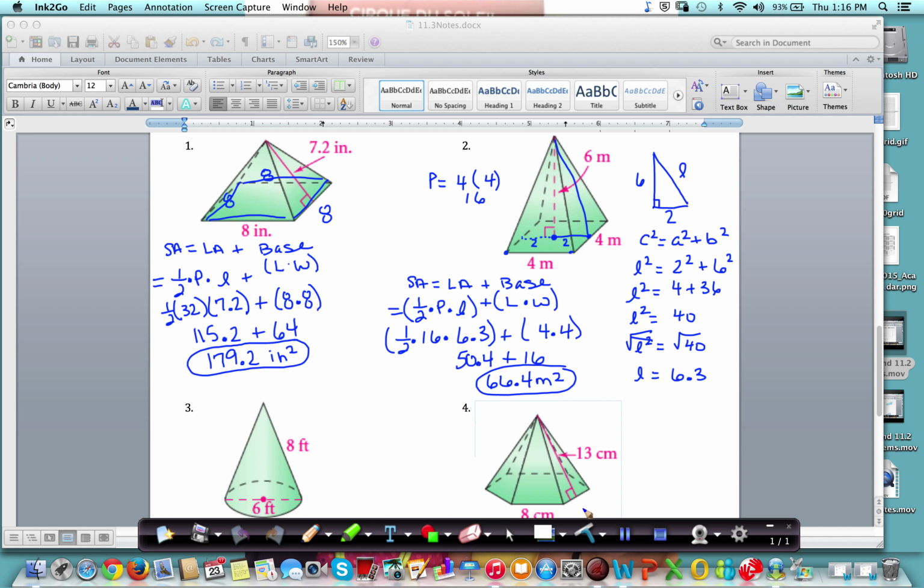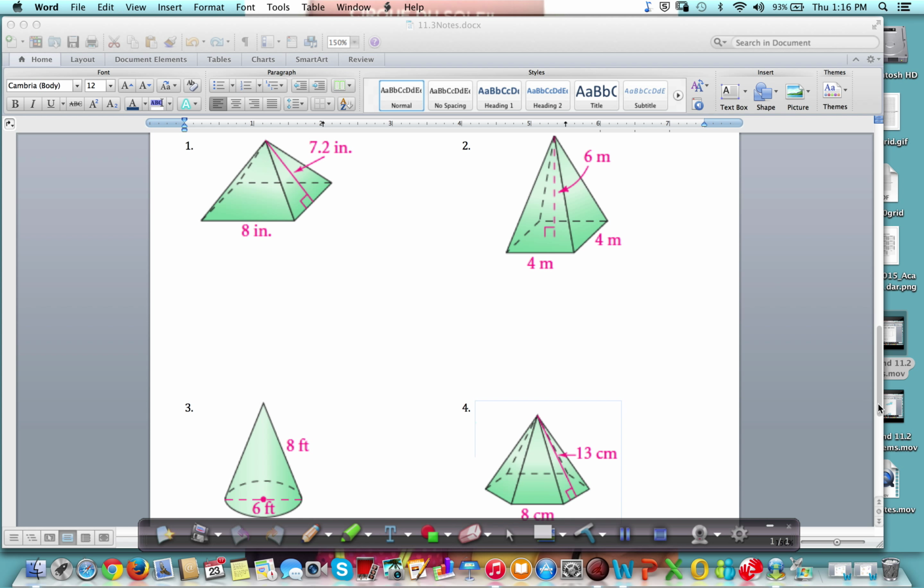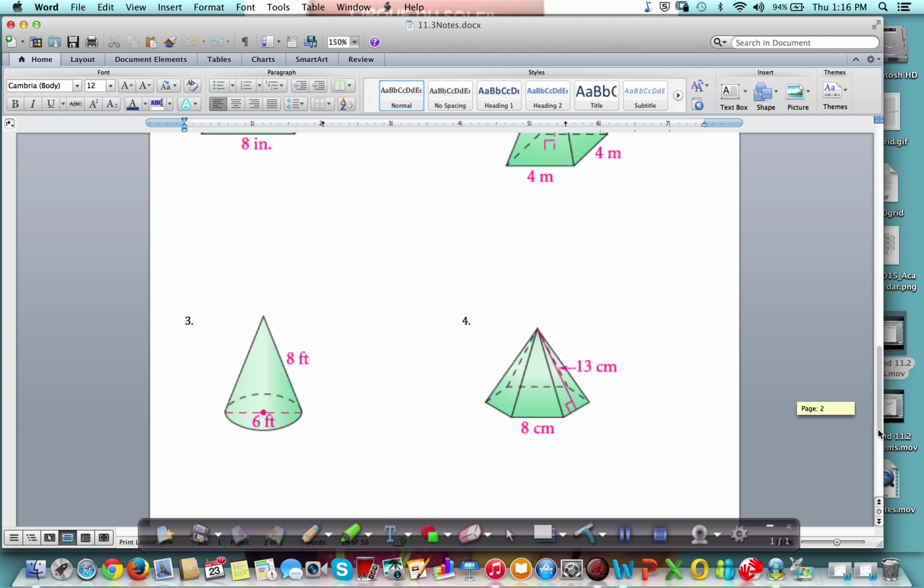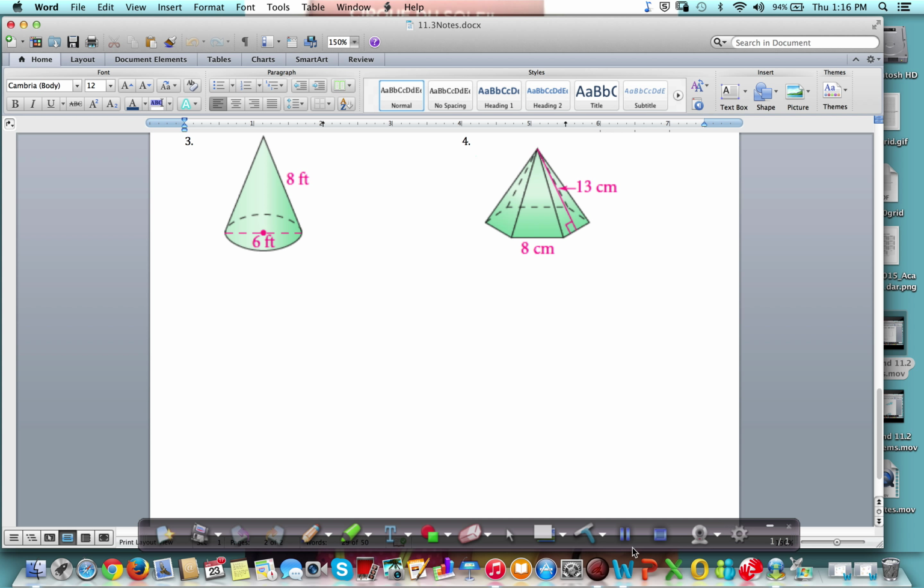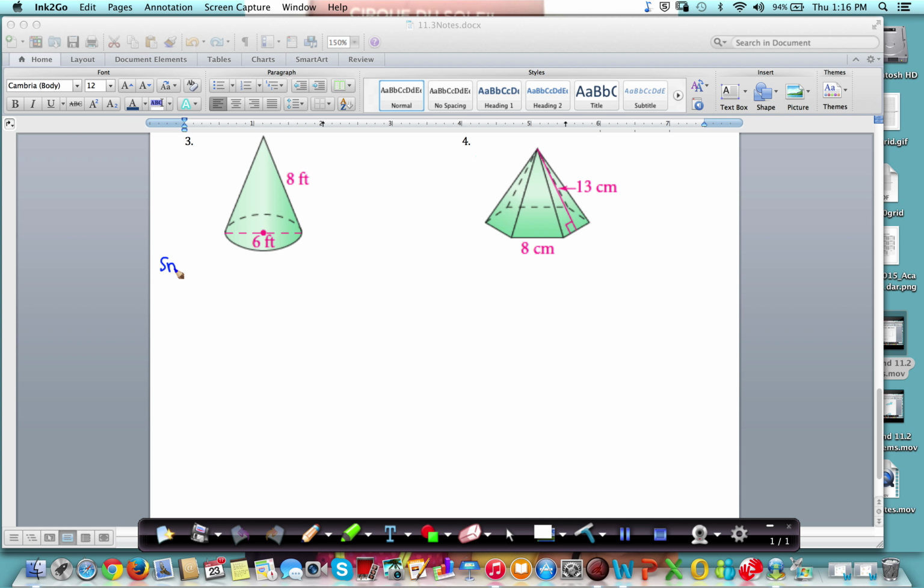Awesome. Okay, let's clear the screen. We have 2 more to go. I'm going to just scroll this down and do these last 2. Okay, so again, surface area equals lateral area plus the base.